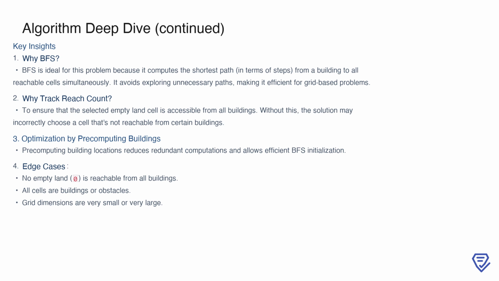Pre-computing the positions of all buildings at the start of the algorithm is another optimization. It eliminates redundant calculations and speeds up the initialization of the BFS process. The algorithm also accounts for edge cases, such as when no empty land is reachable from all buildings, or when the grid is composed entirely of buildings and obstacles. It's robust enough to handle grids of varying dimensions, whether they're very small or very large.